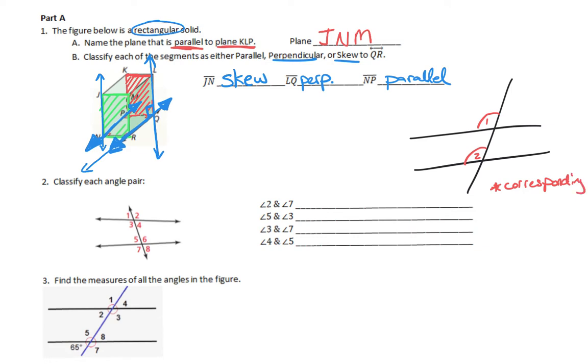All right, the next one we learned was alternate exteriors. So that would be like, hey, I've got angle 3 over here and angle 4 over there. They're on opposite sides of the transversal. Let's draw that transversal right there. Transversal is the line that cuts through. So alternate exteriors are on opposite sides of the transversal.